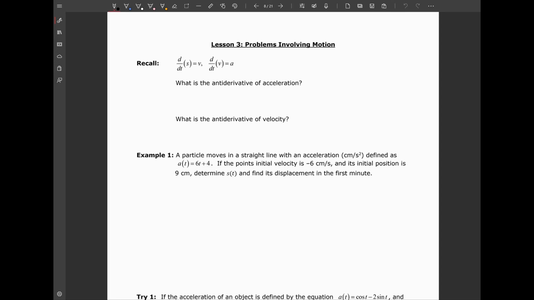All right, we're into lesson 3 now, problems involving motion. So this is where we're going to take advantage of those differential equations and antiderivatives we've learned and apply them to some problems. They may or may not involve motion.